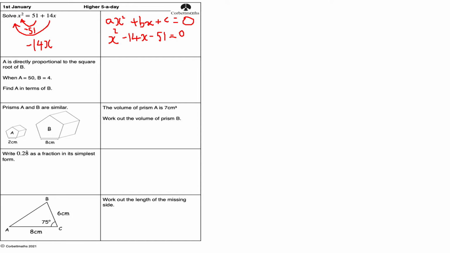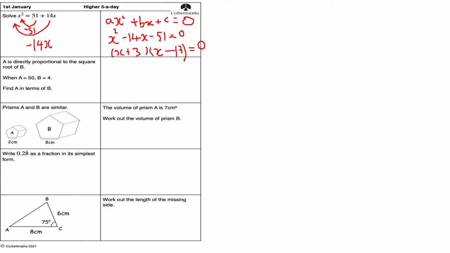I can now factorize the quadratic, or use completing the square or the quadratic formula. I'm going to try and factorize it. So it's going to be x plus a number and then x minus a number. So it's two numbers that add to make negative 14 and multiply to make negative 51. That is negative 17 and positive 3.